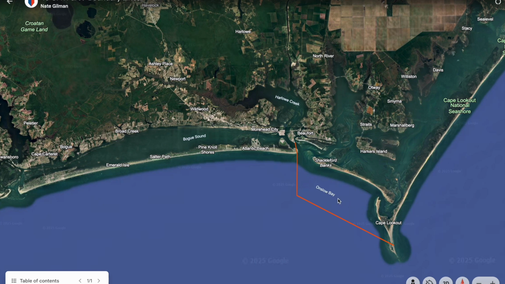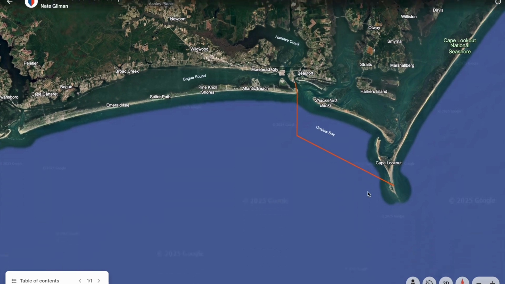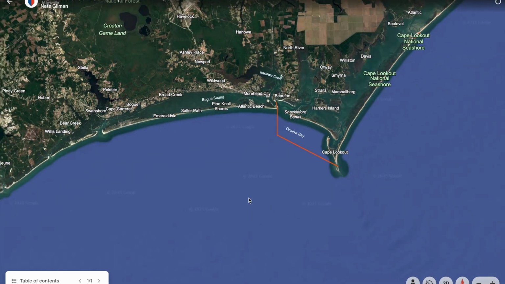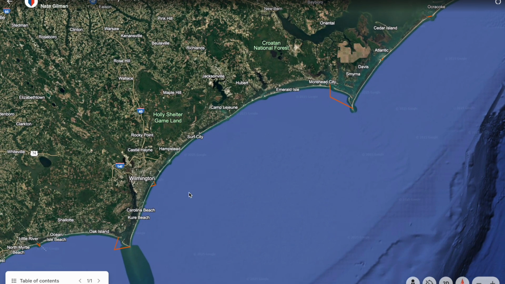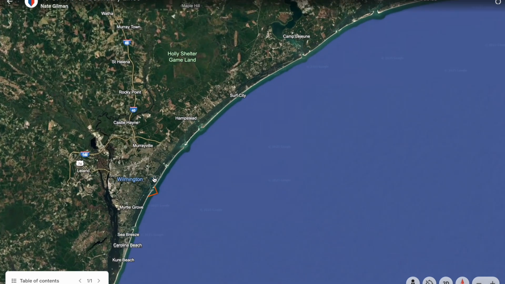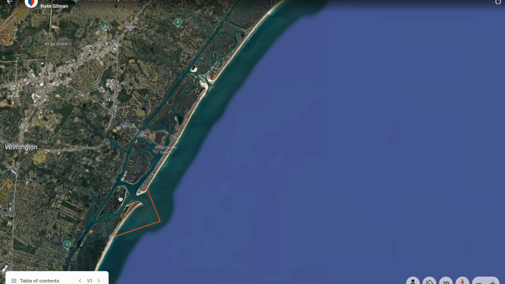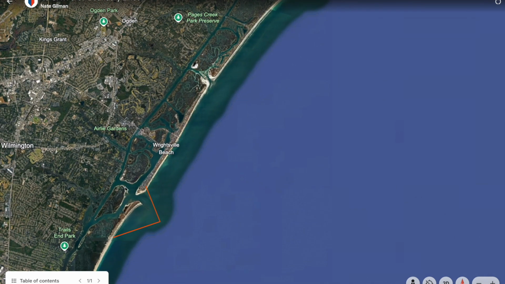All the way down to around the point. But anything outside of Morehead City, outside Atlantic Beach, cruising around off the point, or the Cape Lookout, you're going to be in near coastal waters. So this is all near coastal. Same thing as we make our way down the beach. This is all near coastal. Whereas here in Wilmington, once you make your way out, this is inland and this is near coastal.